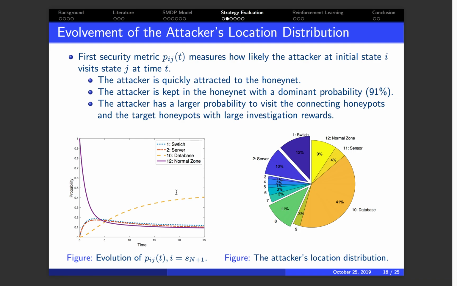First, security metric BIJT measures how likely the attacker at initial state I is at state j at time t. For example, here the initial state is the normal zone with probability 1, and we can see that the attacker can be quickly attracted to the honeynet under the optimal policy and stay there with a dominant probability.